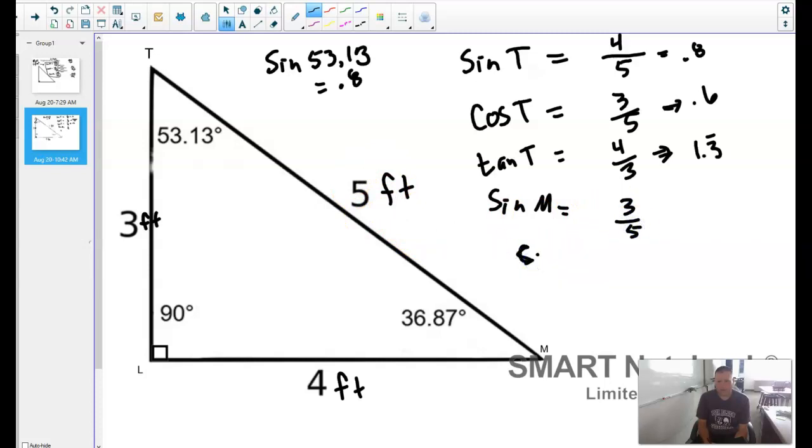If I went the cosine of m, what's the adjacent side of m? 4, and the hypotenuse is 5, so 4 over 5. And if I went tangent of m, that's just going to be opposite of m, which is 3, over the adjacent to m, which is 4, so that'd be 3 over 4. Okay? So that hopefully gives you an understanding of what we're doing. Triangles always follow these patterns. Always, always, always. Pretty useful that way.